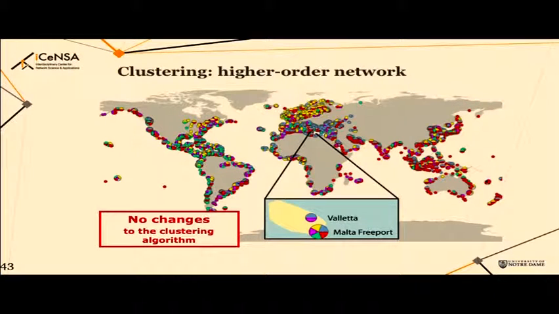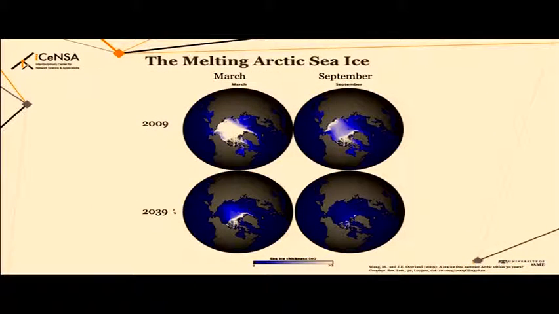Because the risk is not coming from Malta to Valletta. The risk is coming from the other clusters, the yellow, green, and red clusters that Malta is connected to as well. So any modeling that I want to do, I have to take that higher order into mind. Now this is another work that's in progress right now. This paper should be going out for review process soon.